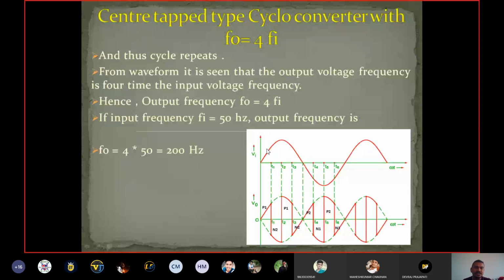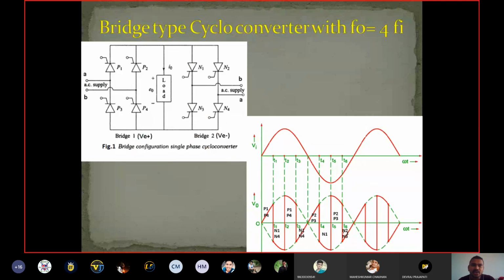Okay, so frequency is changed, but if we want to change the voltage also, then we have to change the firing angle of the thyristor. Okay, so here output frequency F0 is 200 and input frequency is 50 hertz. So we can say that output frequency is greater than the input frequency. So this is the center tapped type step up cycloconverter with output frequency F0 is equal to 4Fi. Okay, now next is the bridge type cycloconverter with F0 is equal to 4Fi.